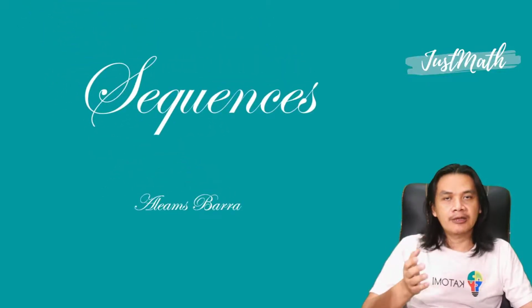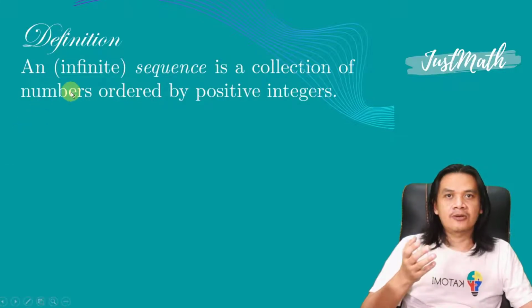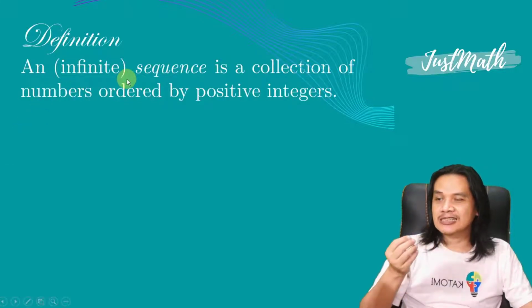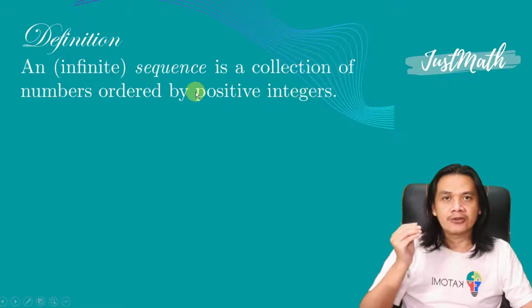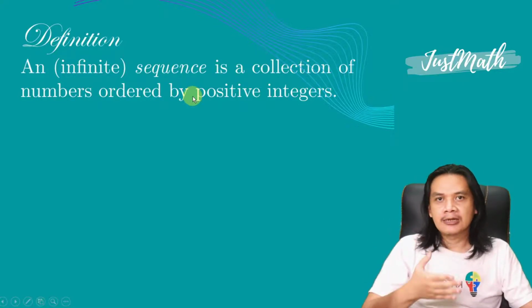In the following video, we're going to discuss sequences. So let's get started. First, we will give the definition of an infinite sequence. An infinite sequence is a collection of numbers ordered by positive integers, so that we know which number is the first, which number is the second, the third, the fourth, and so on.